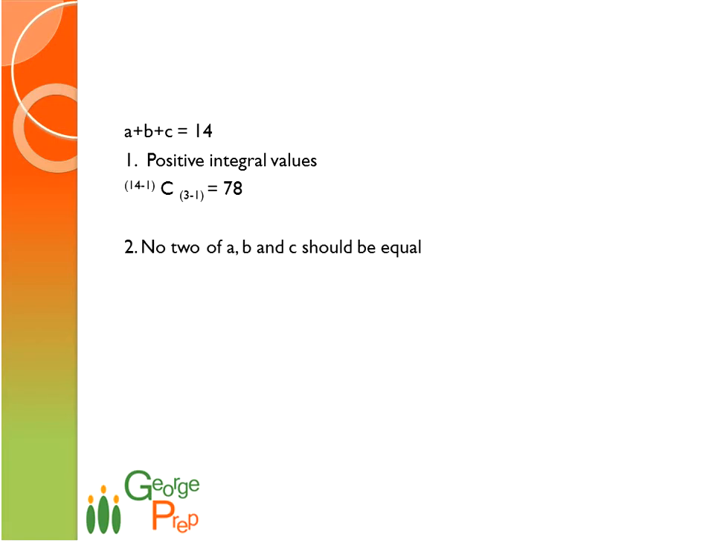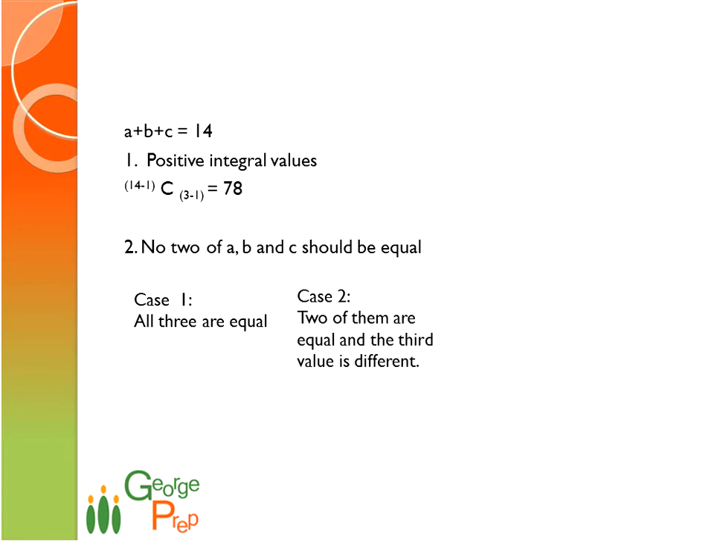And the second condition is no two of a, b and c should be equal. Now what does that mean to us? No two of a, b and c should be equal. There are two possibilities. Either all three are equal, that is case 1, or two of them are equal, which is case 2. Now, is case 1 possible in this case?